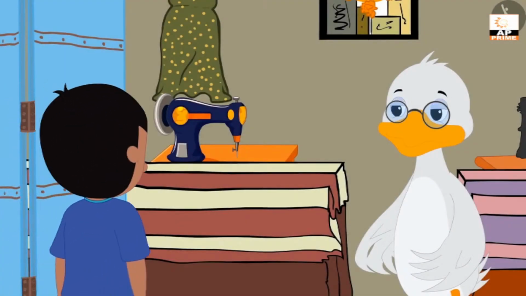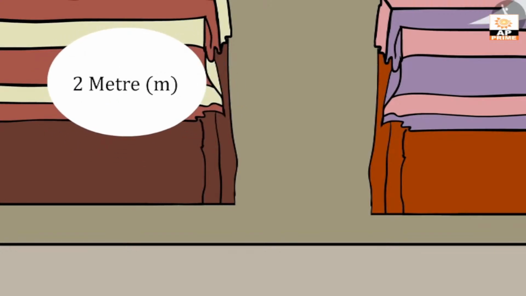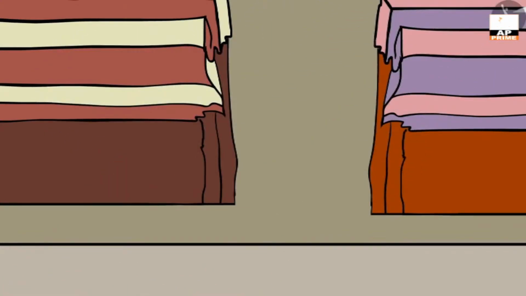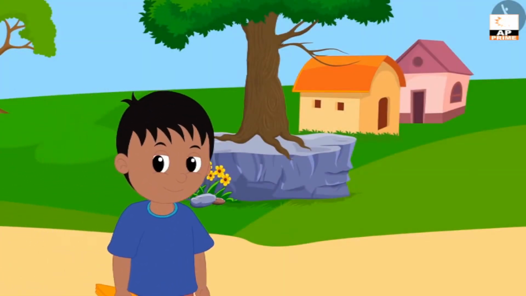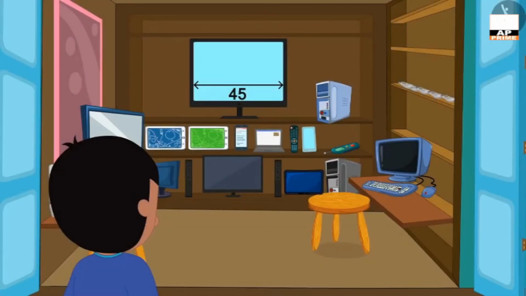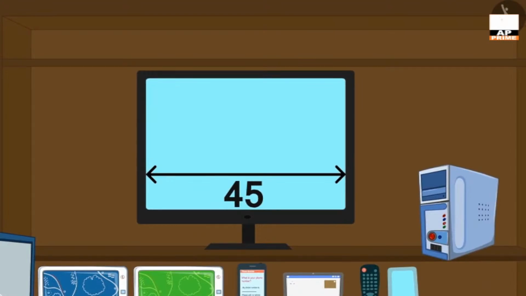Raju immediately reached the uncle's shop and bought a 2-meter long cloth for his father. When Raju was returning home, in a shop on the way, he saw a computer monitor like this. On the monitor, the screen size was written in this way. But only the number 45 was written below that.